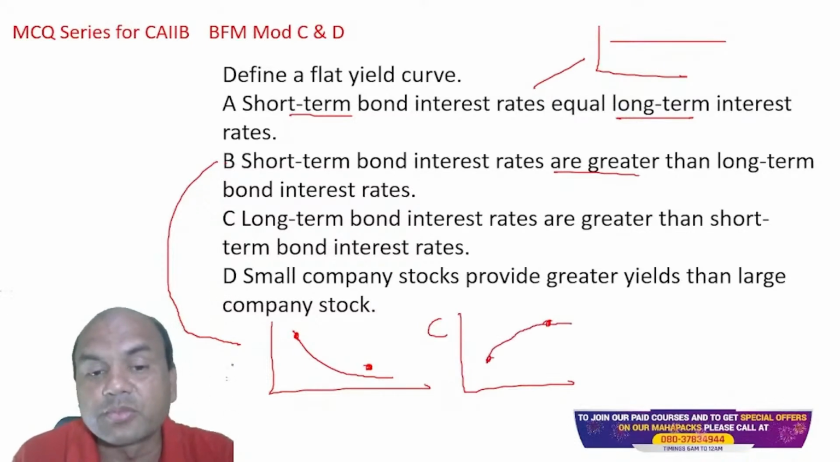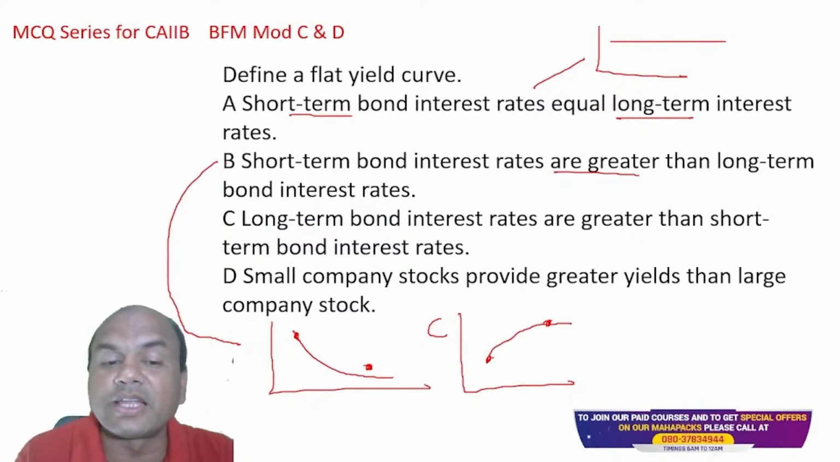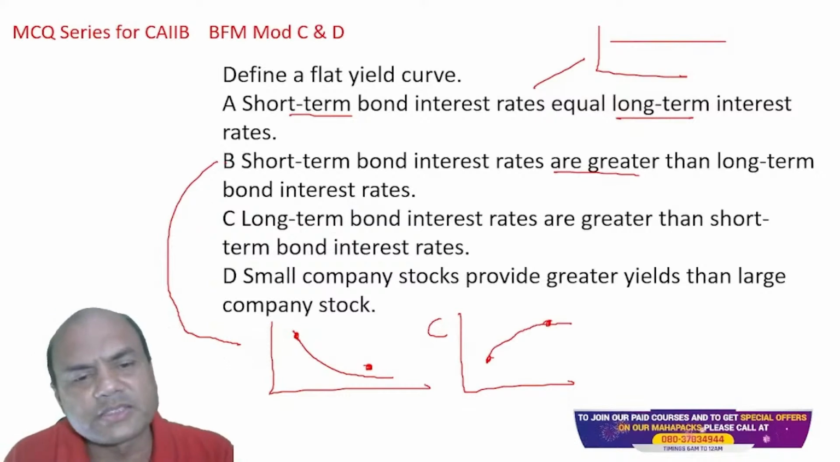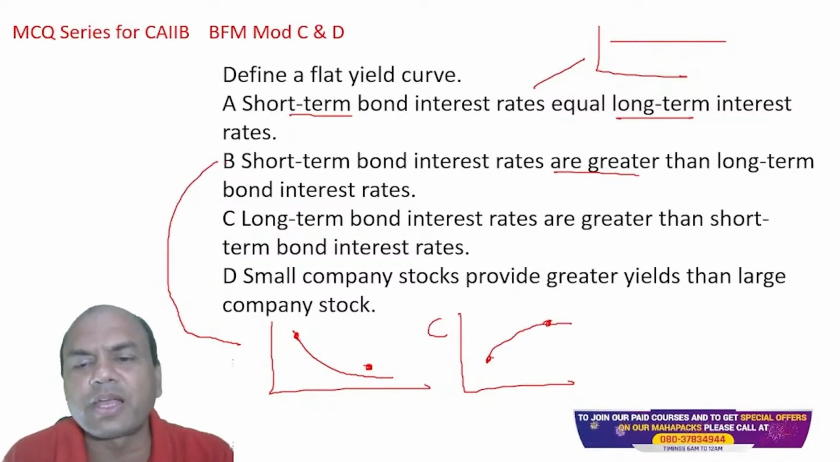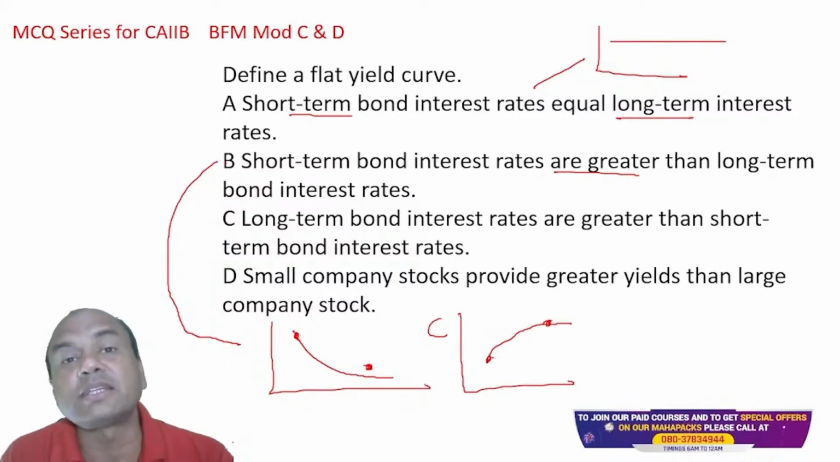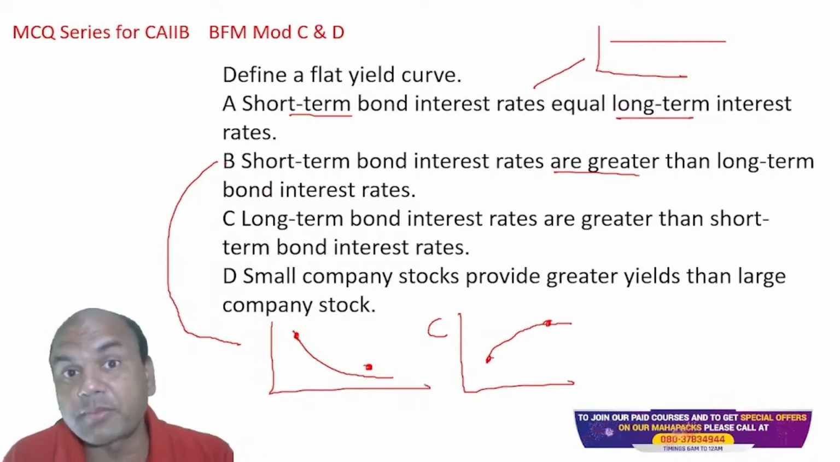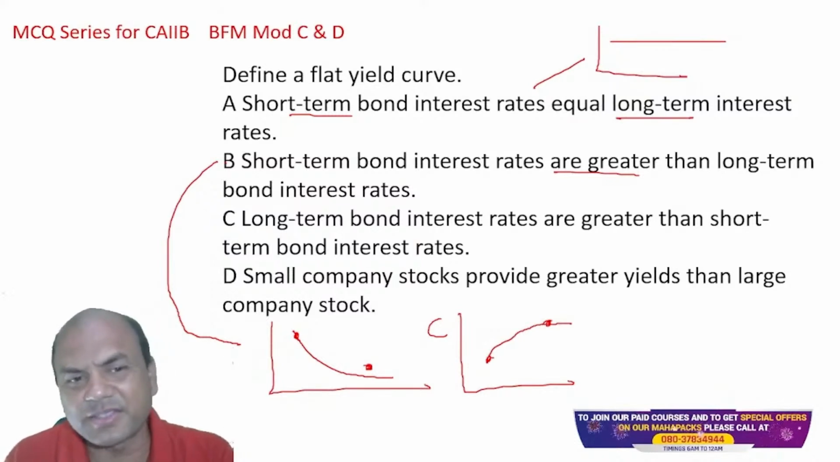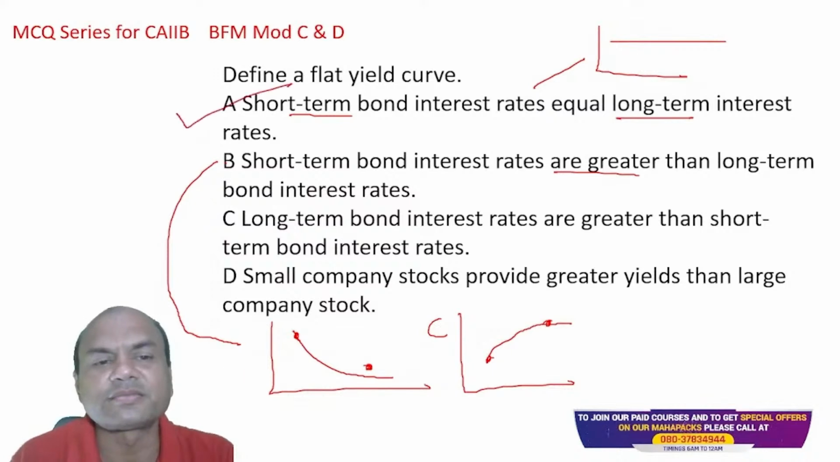Normal. Small companies provide greater yields than large company stocks. This has no base at all. There is nothing called a small company providing higher yields or higher returns. What is the yield? Yield means asking rate. Always remember, rate in demand is the yield curve. So it's nothing like this. Okay, so the answer is A.